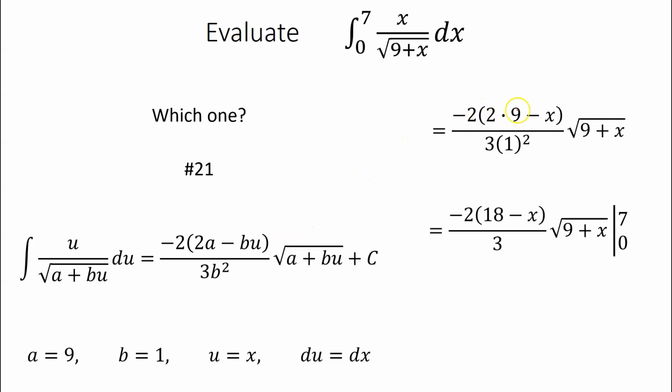So I plug in my a, I plug in my u, plug in my b. In this case, b was just a 1. Okay, the coefficient of x there is a 1. So b is a 1. And then, of course, we can evaluate. So plug in a 7 for the x's. Get what you get when you get out of that, minus what you get when you plug in zeros. And you should end up with 20/3.